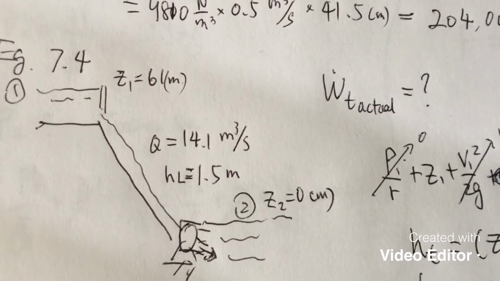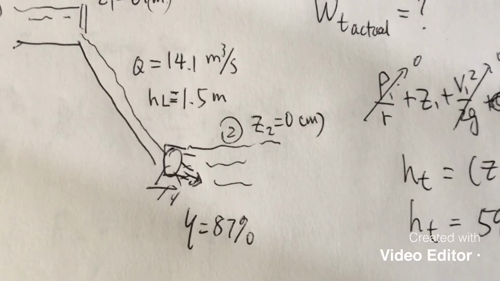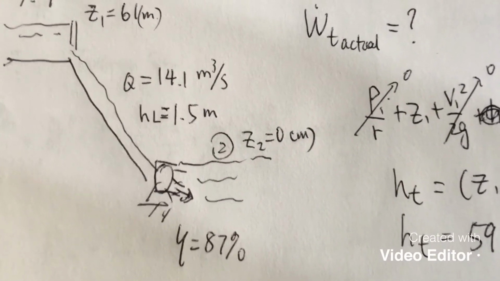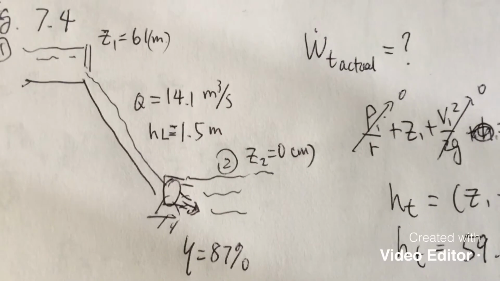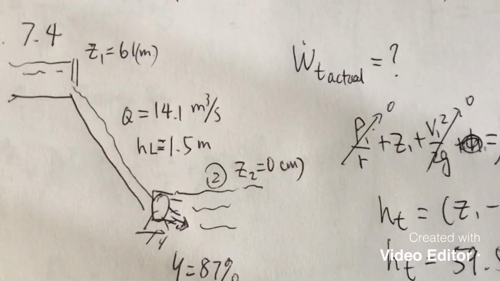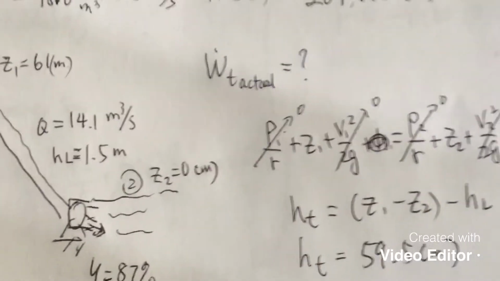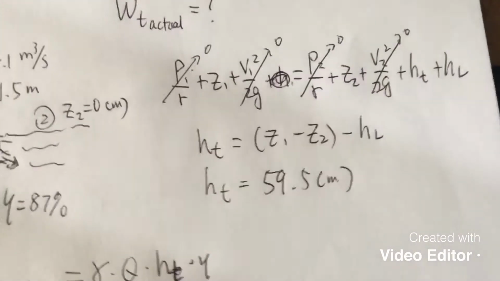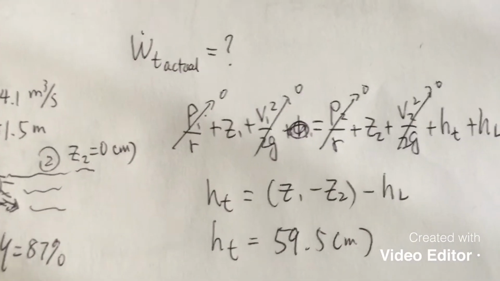Elevation 61 to 0. The turbine efficiency is 87%. So not all the energy you get from the system will turn into electricity, right? Only 87% of it. So again, this is the conservation of energy problem.